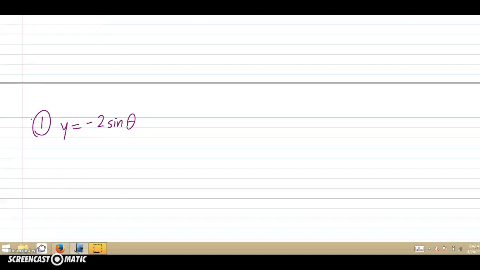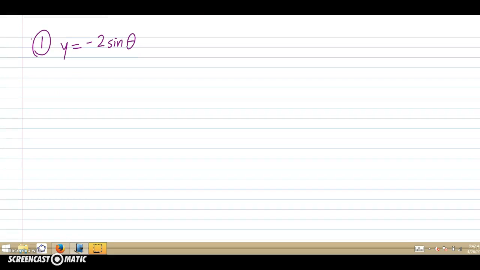So let's try a few. We'll start with some basic ones first. This is from that extra review sheet that I gave you. Number 1 on the front is y equals negative 2 sine theta. Also remember, theta means we're going to be in degrees. Degrees are arguably a little easier.